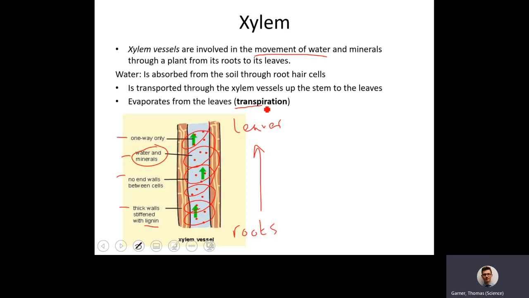Next lesson, we're going to look at what happens to water when it gets to the leaves, which is transpiration. But for now, we don't need to know that. Okay, we just need to know that water moves up the xylem one way only. There's no end walls, so it's just one long tube, and it's a very, very strong structure made of lignin.